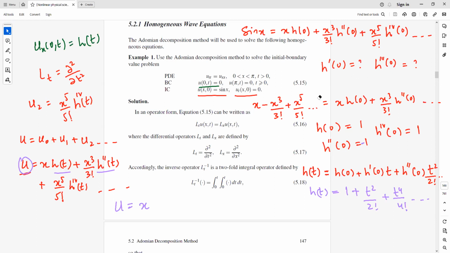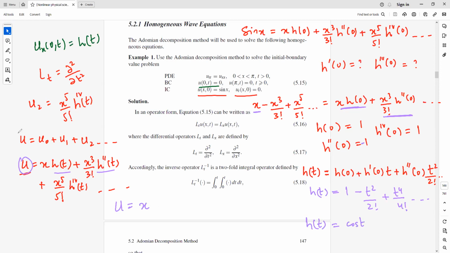Okay, h of 0 is 1, because here we can see if we compare this with this x, h of 0 is 1. If we compare this one, h double prime of 0 is negative 1, not positive 1. I mistakenly wrote it as positive 1. Similarly, the fourth derivative is going to be positive 1, and the fifth is going to be negative. So this term here is negative, and then again the terms will be negative and then positive and so on. Now we can see here that this is nothing but the Taylor series expansion of the function cosine of t.